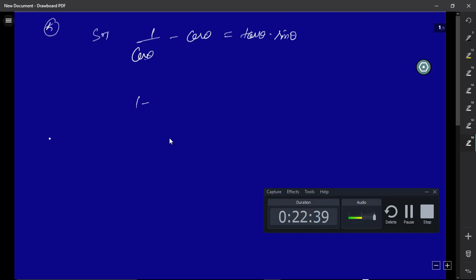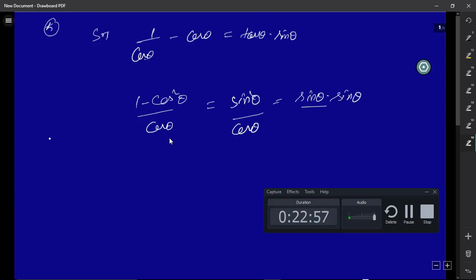Cos theta into cos theta is how much? Cos square theta. By cos theta I am writing as it is. 1 minus cos square theta is what? Sin square theta, because it's a trigonometric identity. Sin square theta, can't I write it as sin theta into sin theta? By cos theta I am writing as it is. Sin by cos is how much? Tan. Sin into sin theta I am writing as it is. So I got the answer. Tan theta into sin theta.